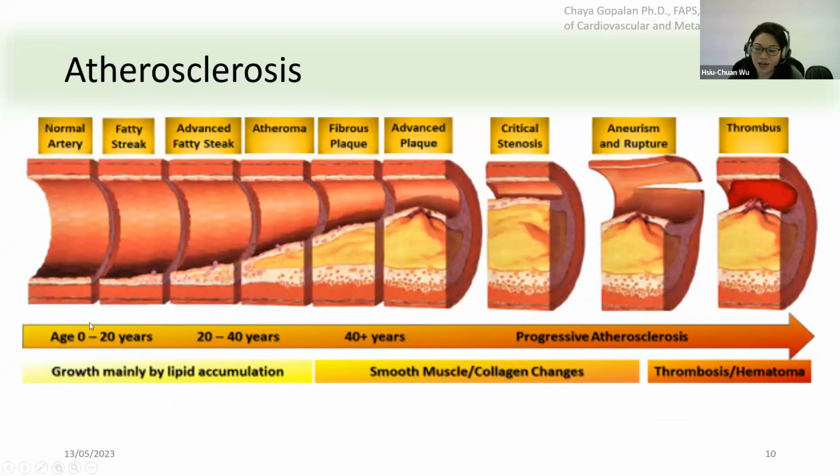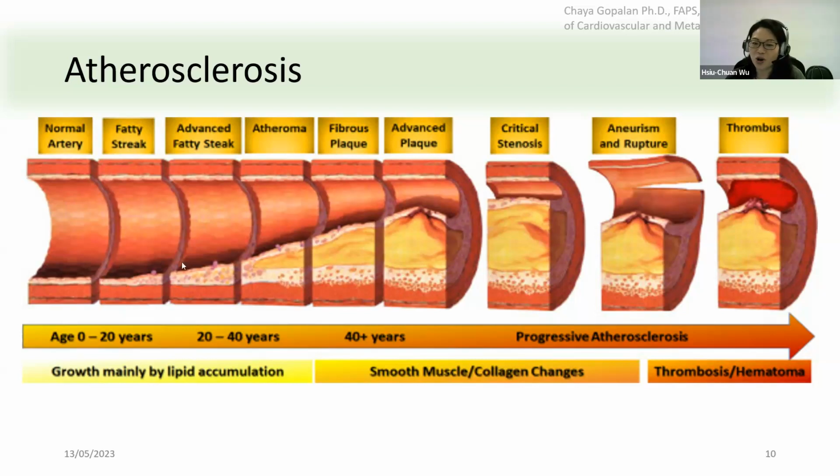That's what it looks like when you were born. Okay, so our blood vessel, since you were born, has the accumulation of a fatty streak underneath the lining of your blood vessel. But when you were younger, your diet is lighter, and your ability to remove the fatty streak is better, so usually you won't see the accumulation of your fatty streak.